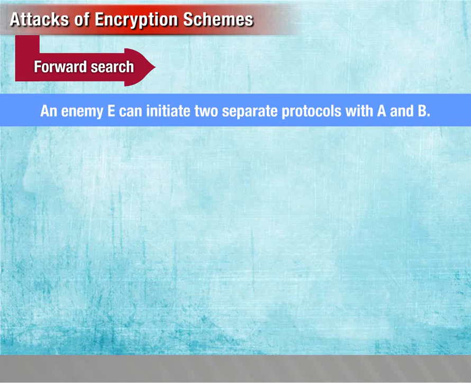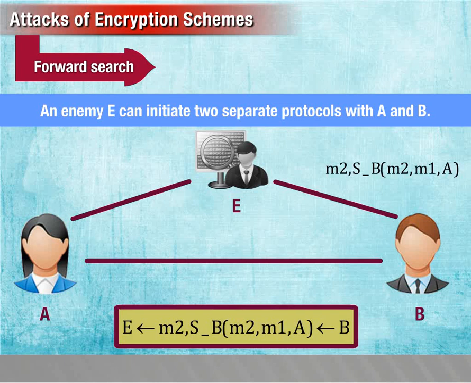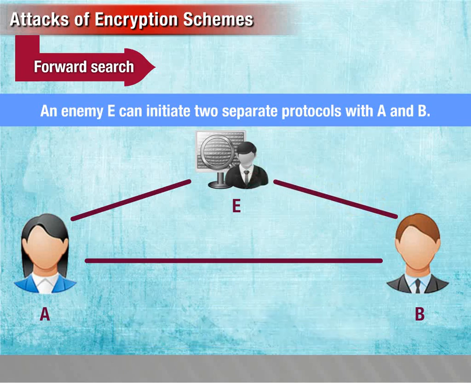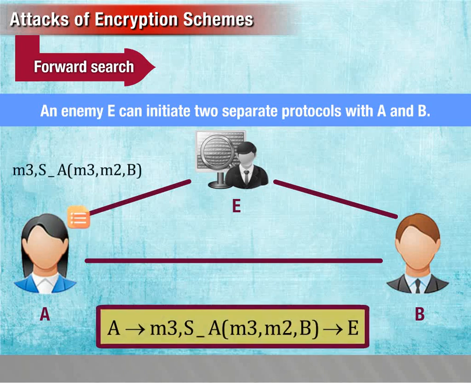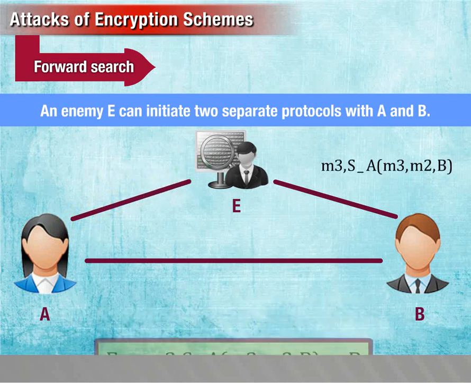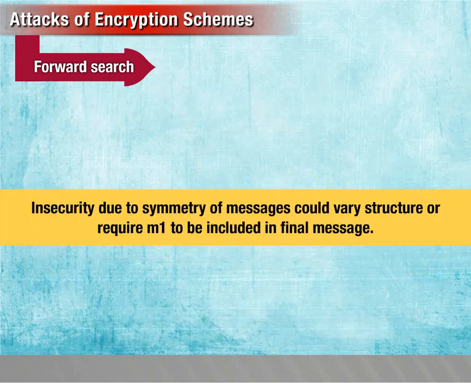An enemy E can initiate two separate protocols with A and B. E sends M1 to B. M2 returns to E. B returns SB of M2, M1, A. E returns M2 to A. A sends M3, SA of M3, M2, B to E. E sends M3, SA of M3, M2, B to B. Insecurity due to symmetry of messages could vary structure or require M1 to be included in final message.